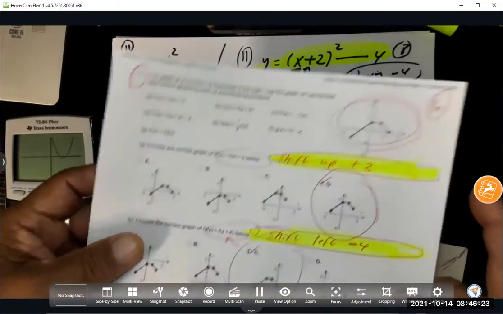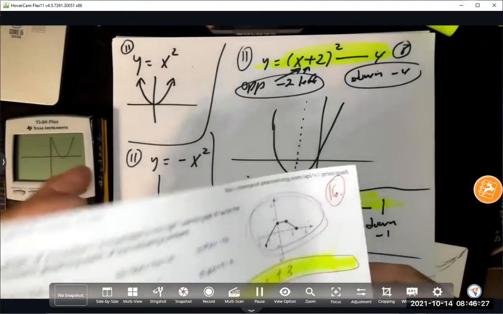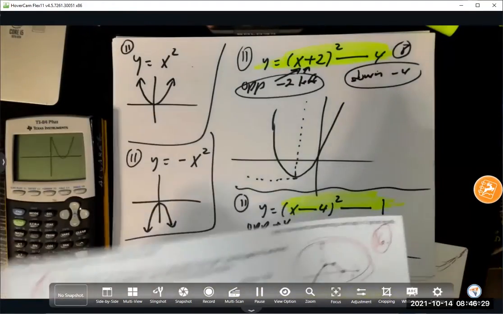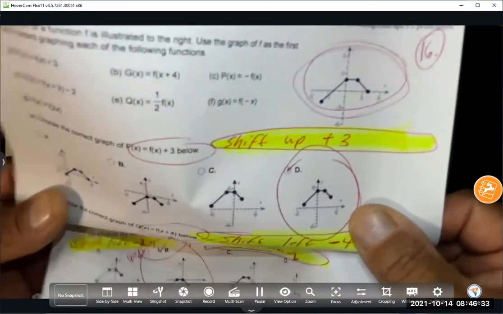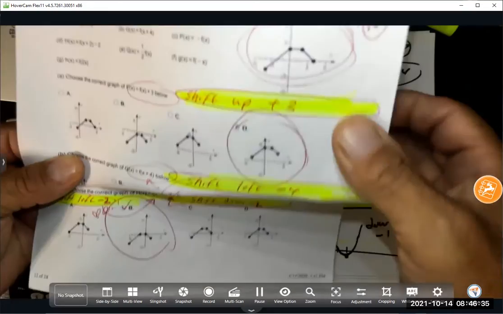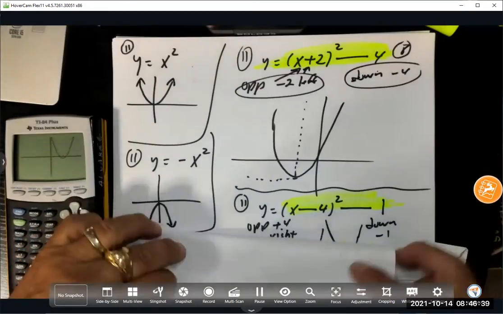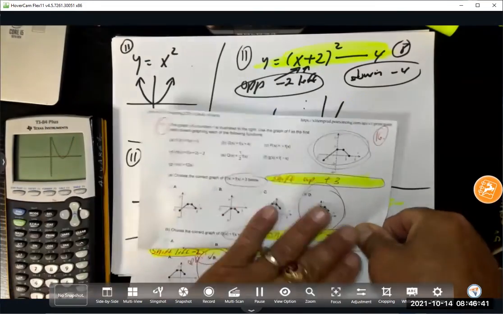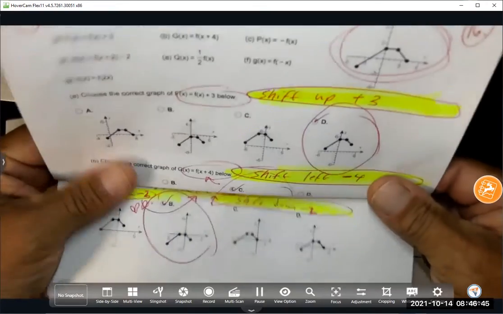So the original picture, let me see if I can do it this way. All right, so here's the original picture. Here's the original picture, and the new one is going to go.